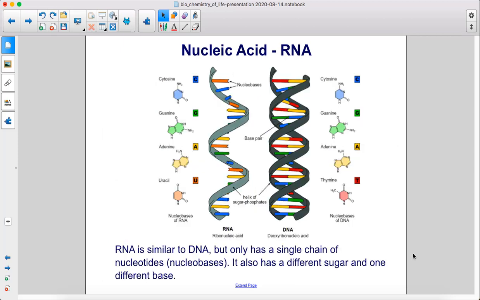RNA is similar to DNA, but only has a single chain of nucleotides, nucleobases. It also has a different sugar and one different base.